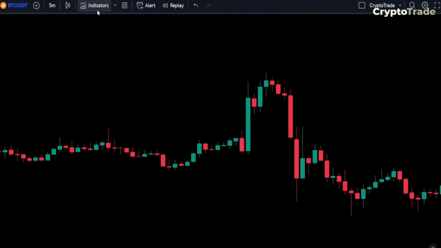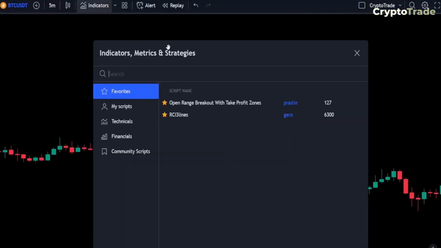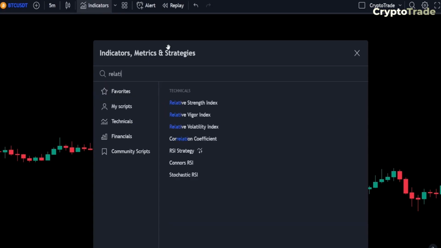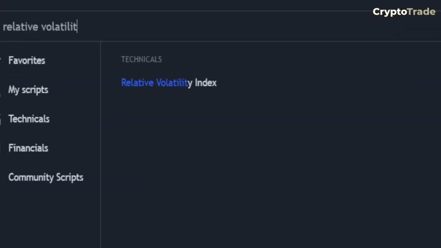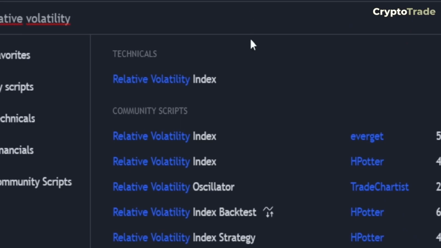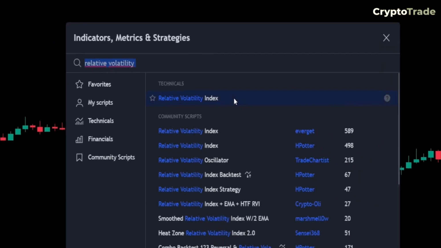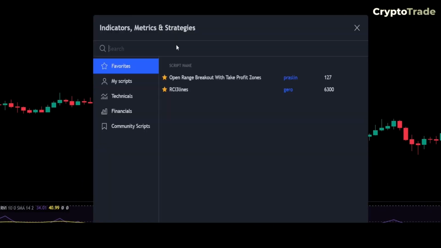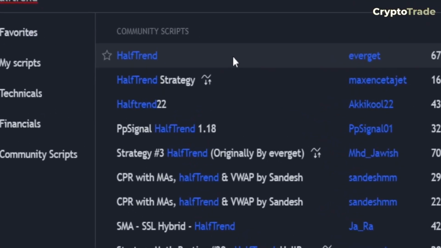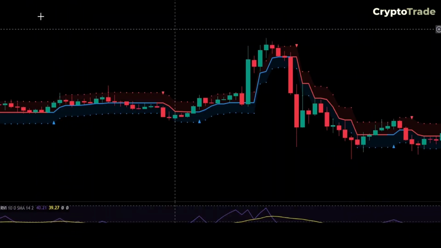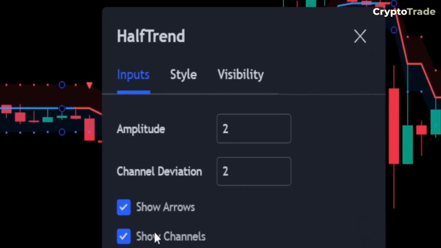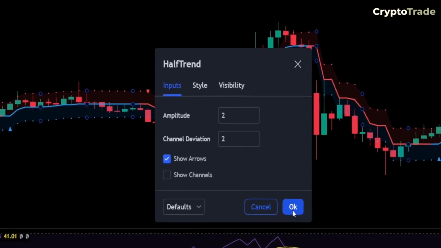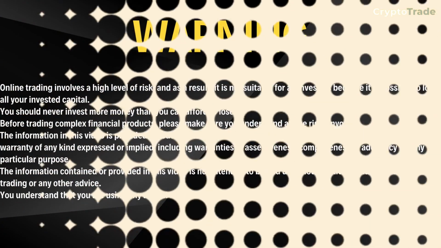To add the first indicator to the chart, open the indicator search bar in Tradingview and type Relative Volatility Index. Select the indicator as shown in the video. Indicator will remain on default settings. To add the second and last indicator to the chart, open the indicator search bar in Tradingview and type HALFTREND. Select the indicator as shown in the video. Click on Settings and in Inputs tab unselect Show Channels checkbox. Click OK to finish. Setup is complete.